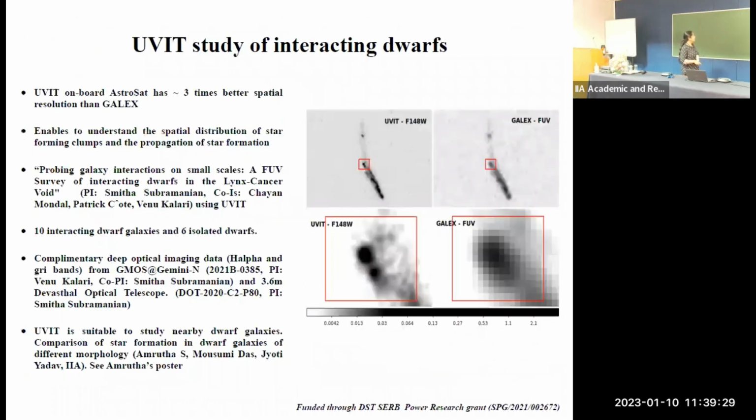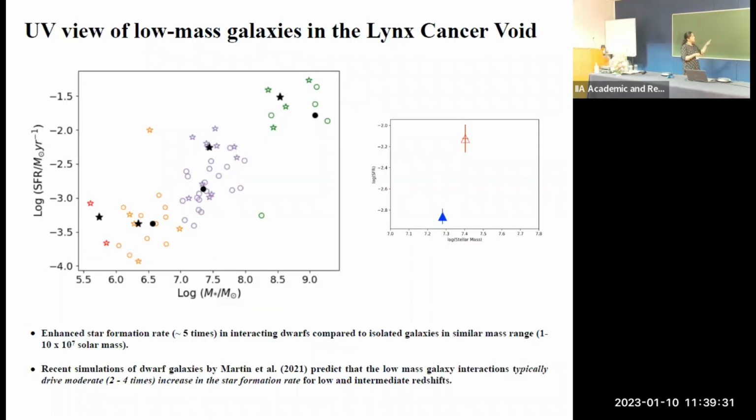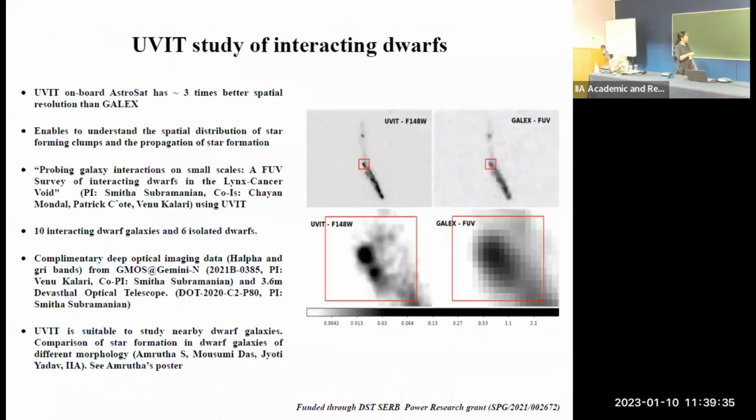Okay, so all these studies were based on GALEX observations. Now coming to UVIT. UVIT, as you all know, has a better resolution compared to GALEX. That enables us to understand the spatial distribution of star-forming clumps and the propagation of star formation. This is a UVIT image of one of the interacting systems. This is the zoomed-in version compared to GALEX. You can see the improvement in resolution.